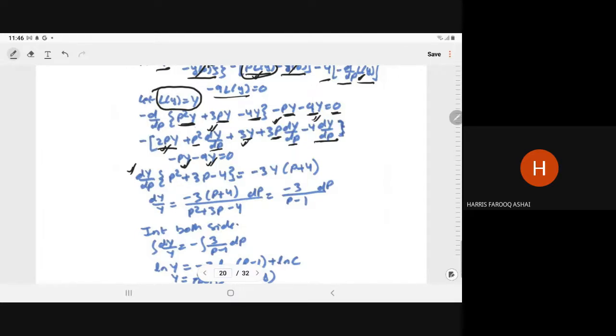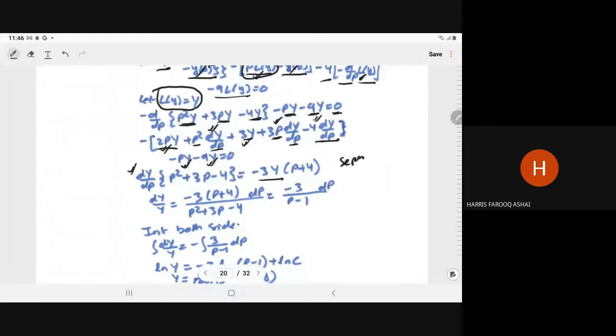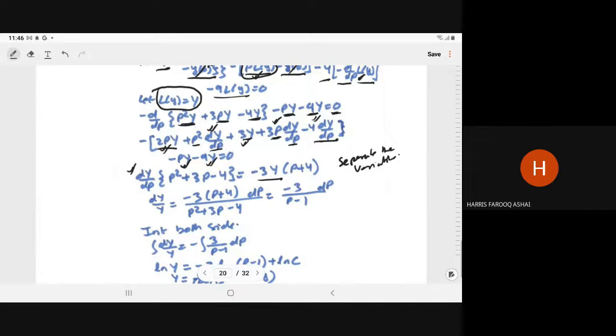So that will give you minus 3y common, and here we separate the variables. So when we separate the variables, we have dy upon y is equal to minus 3 times (p plus 4) upon p square plus 3p minus 4 into dp. And if you take the factors, p plus 4 will cancel out. So here we have minus 3 upon p minus 1 dp.